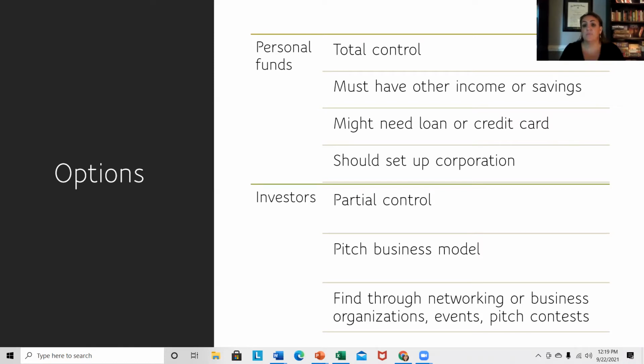But then if you do have a partner or more than one partner, it's really vital that you have an operating agreement so that you understand, in writing, how the business is going to work, how you're going to divide things up, and what happens if one of you should want to leave. So that needs to be actually written down, even if you're really good friends. It needs to be established how the company is going to operate.